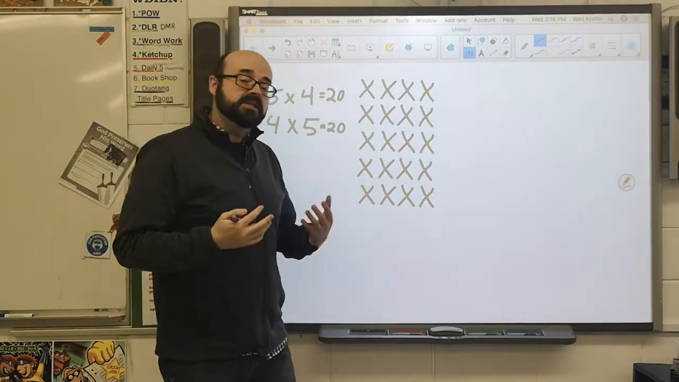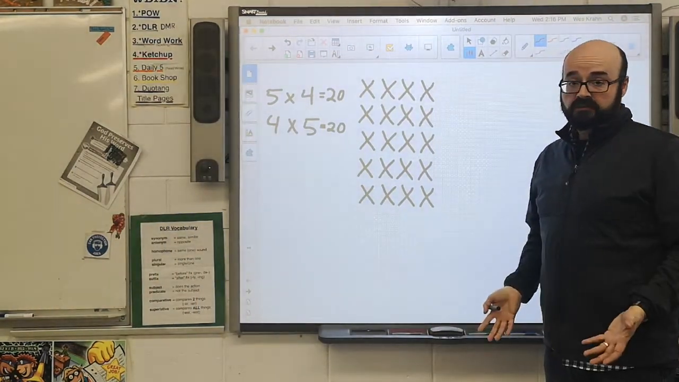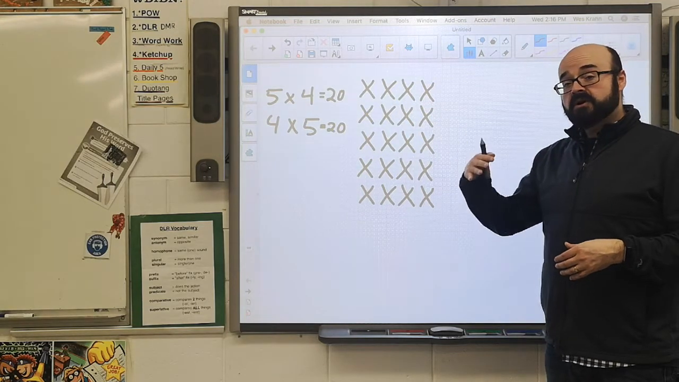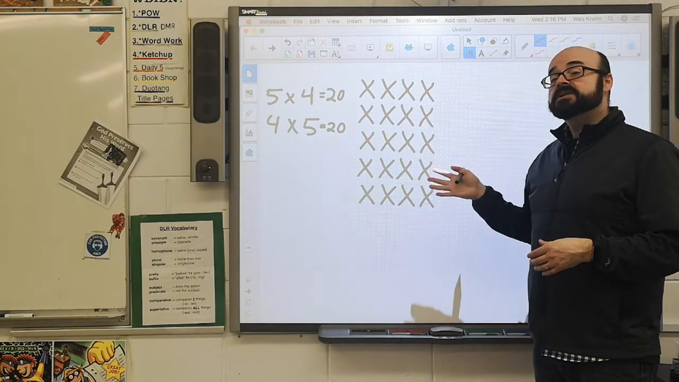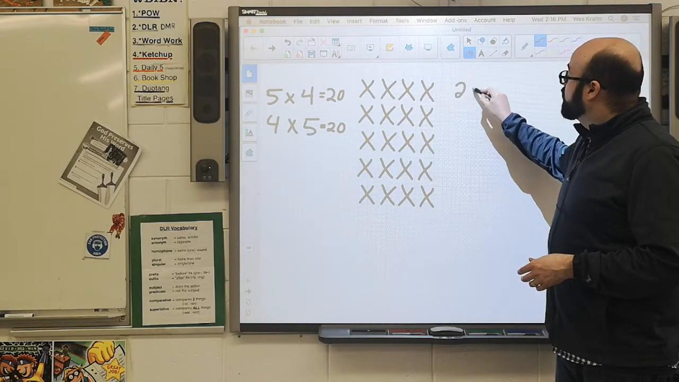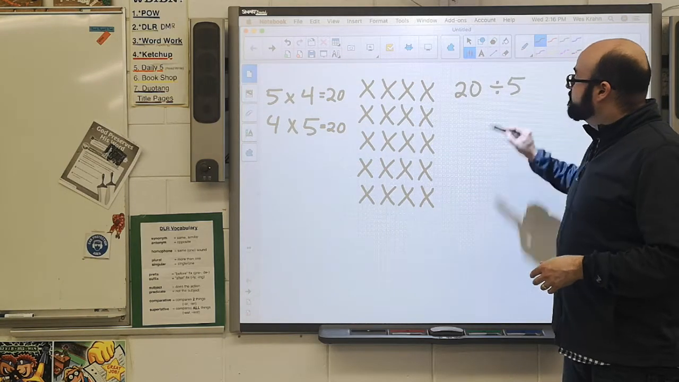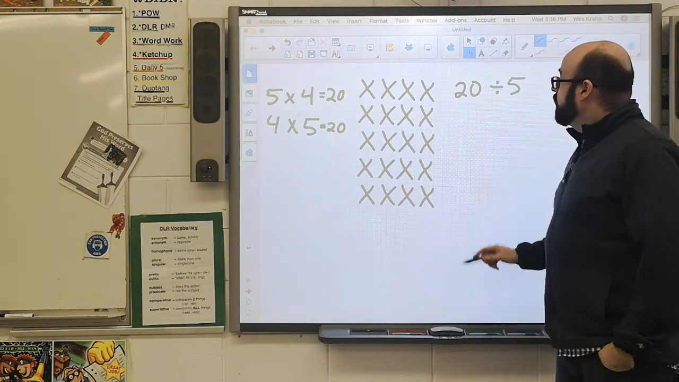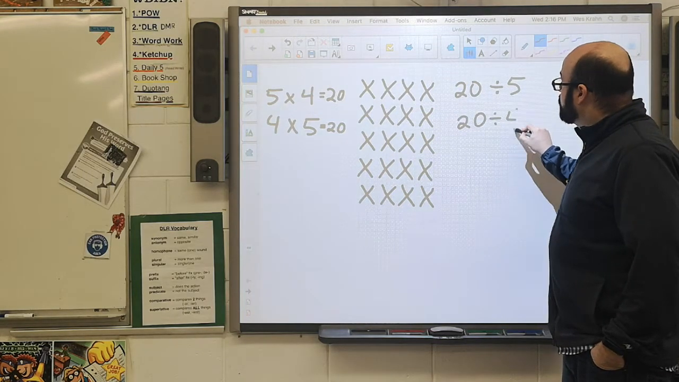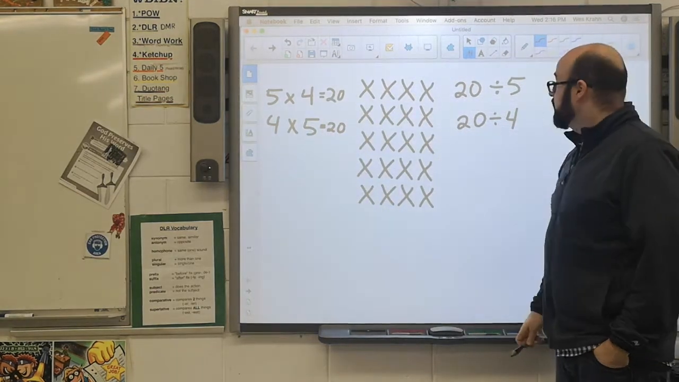But this also tells us that we can use this as a fact family to figure out division. All division is finding how many groups there are, or how many groups of something there are. Let me show you what that looks like. We start with what our total is, and if we want to break it into groups of 5, we can do that. What we can also do is say 20 divided into 4 groups, because we've just shown that we can do both of those things.